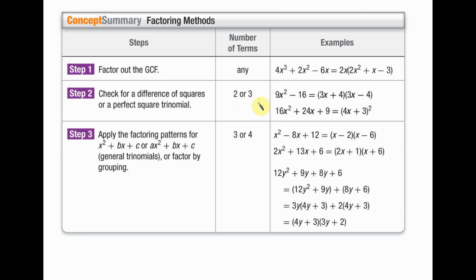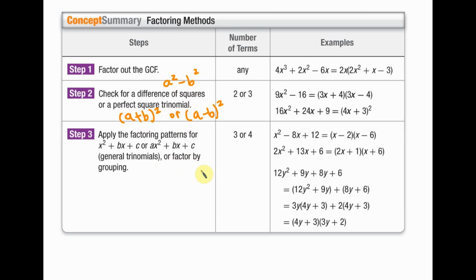When you have 2 or 3 terms, you're going to check for a difference of squares or a perfect square trinomial. Difference of squares is a squared minus b squared, whereas perfect square trinomials are like a plus b squared or a minus b squared.